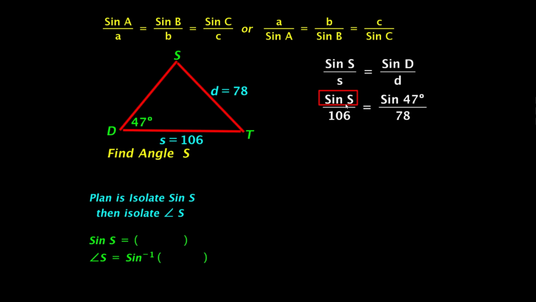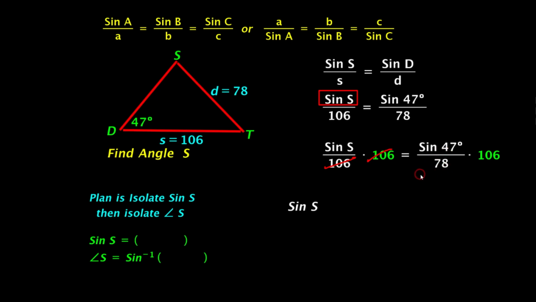Now we need to cancel the 106 from the left-hand side. So what we do is multiply both sides by the same value of 106, on the left and on the right. Doing that, the 106 cancels and we can isolate the sine of angle S. The sine of angle S will be sine of 47 multiplied by 106 divided by 78.